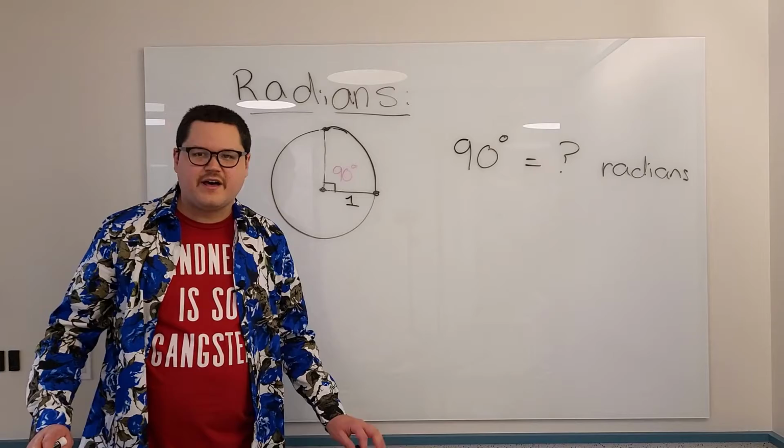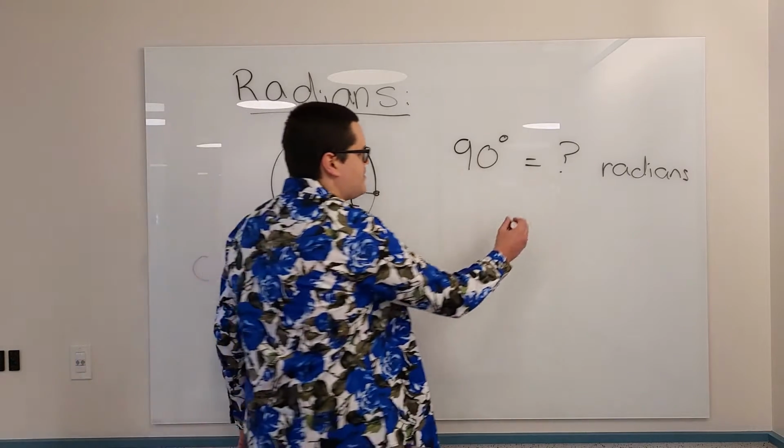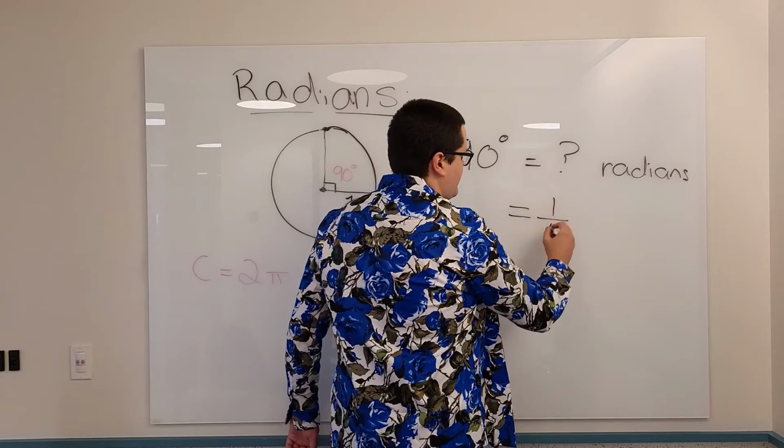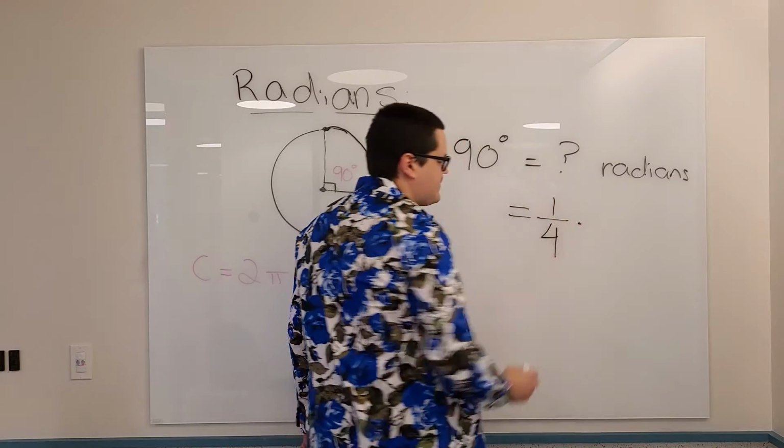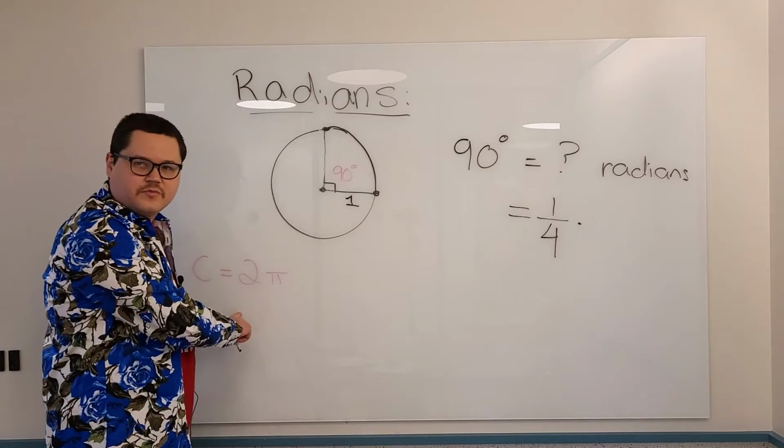So remember in math, of means multiply. So this is 1/4 of, so that means multiply, the whole circumference, which we saw was 2 pi.